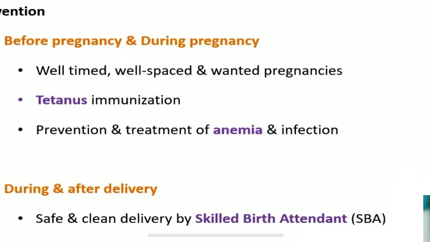So before pregnancy, how? By giving contraceptive methods to space the children, to have a wanted pregnancy, and then correcting the anemia of the mother who is planning to get pregnant. If she's having any infections, diagnose them and treat them. If there's HIV, counseling has to be done and treatment has to be given. So all of this is done before and during pregnancy.